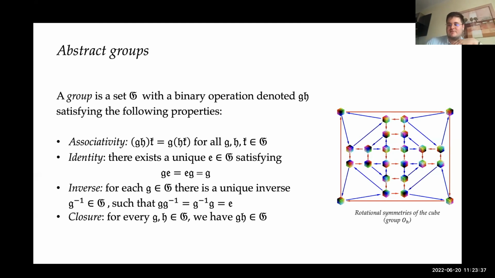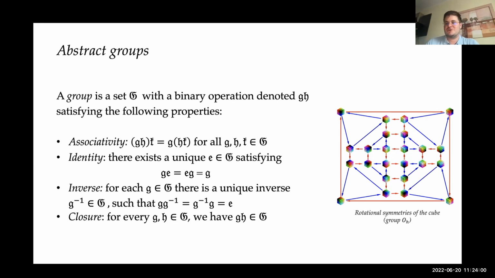So if we have three transformations applied in a particular order, it doesn't matter how we choose to pairwise compose them, we'll get the same result. There must exist an identity which satisfies the obvious properties, there must exist an inverse which satisfies the obvious properties, and there must be a closure property. So whenever we have two elements of a symmetry group, composing them will also be part of the symmetry group.